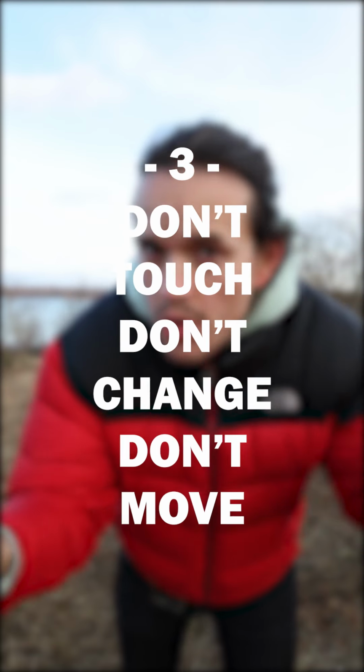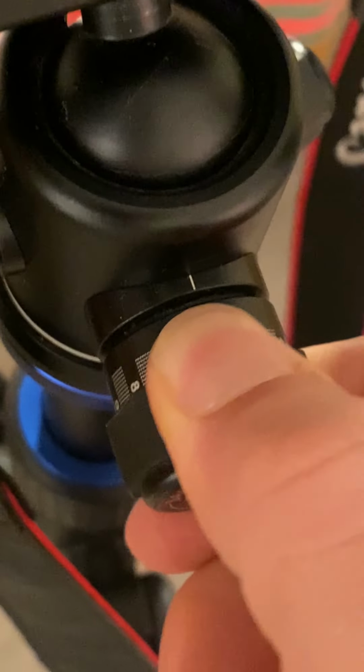Oopsie. Next, no matter what camera you're using for a time-lapse, don't touch, don't change, don't move. That's the golden rule. Otherwise, you're gonna see it on your final video. Fasten the bolts on your tripod and let it be for some time. Trust me. And that's pretty much it. Not rocket science, is it?